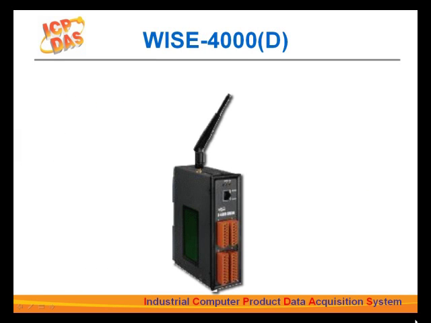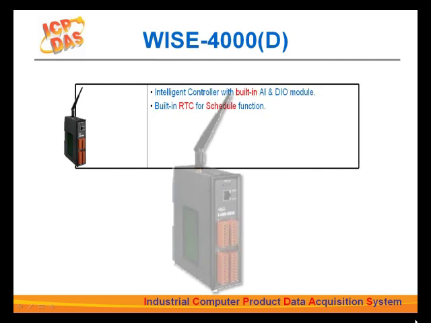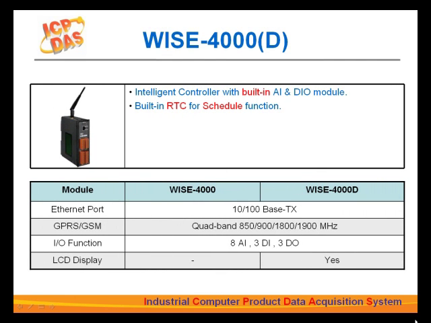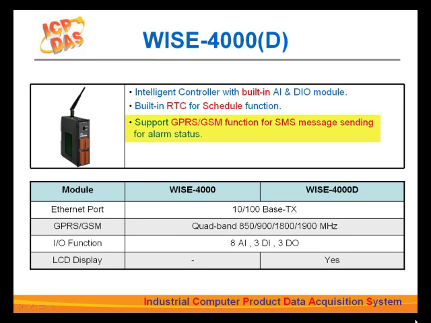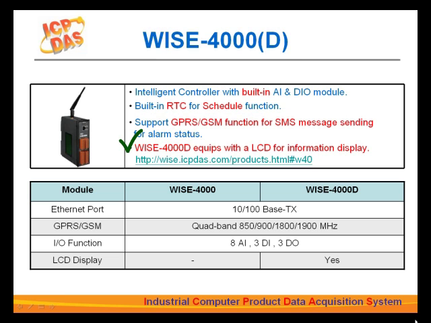Here comes the third series. The WISE-4000 series are equipped with 8 analog input, 3 digital input, and 3 digital output channels. They also have a real-time clock for scheduling function. WISE-4000 series also supports GPRS GSM function for SMS service. WISE-4000D is equipped with a monochrome LCD monitor to show current connections and I/O information.